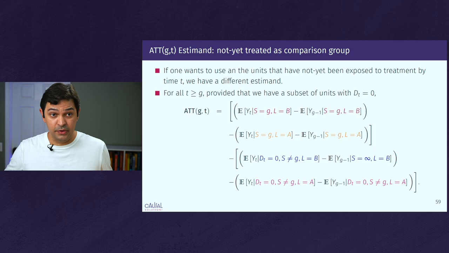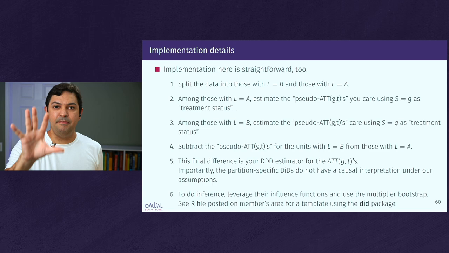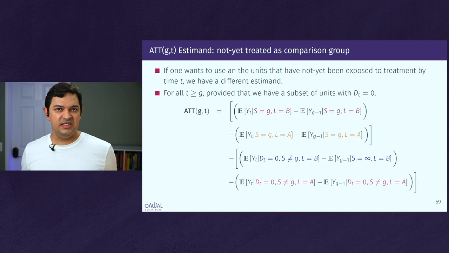How to implement this? Again, I have the algorithm here, and I provide a template, an R script that implements all of this for you in the members area of the course. So this procedure, when I do not have any covariates, is very straightforward. I can do this and I can move on.